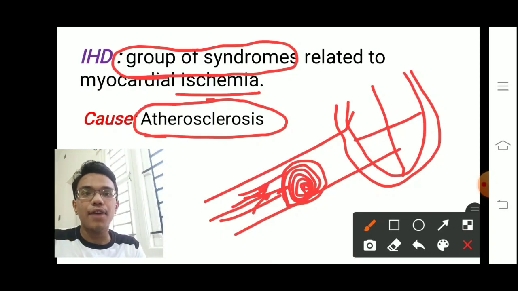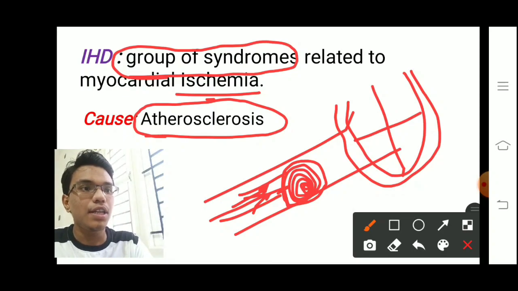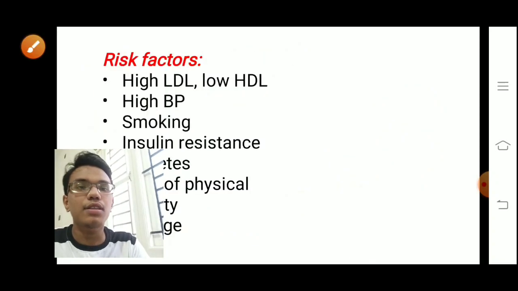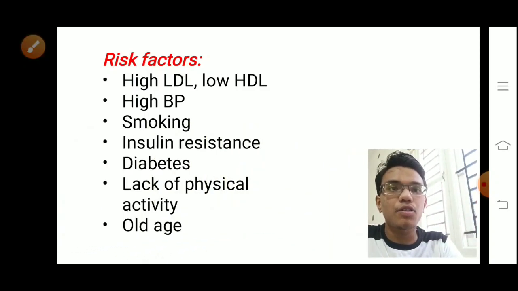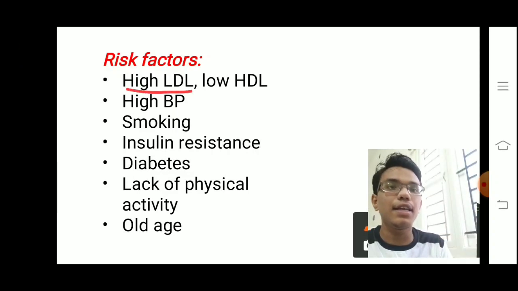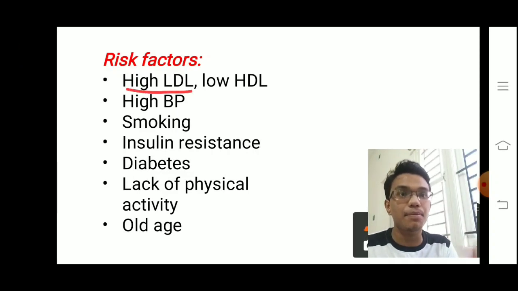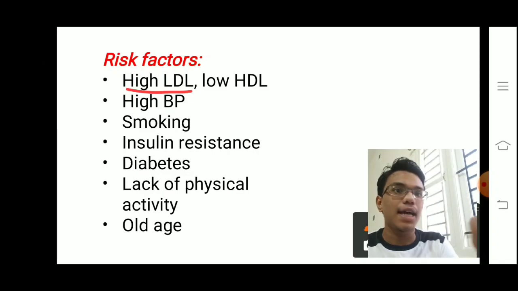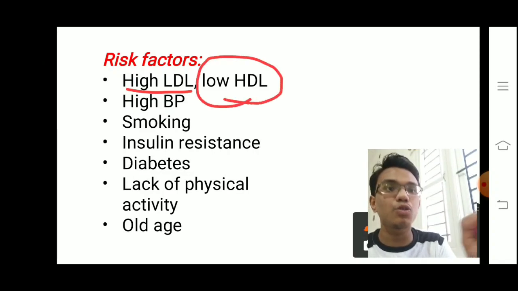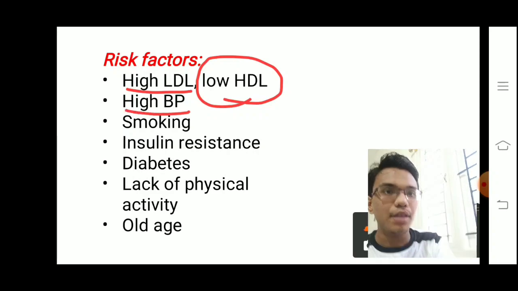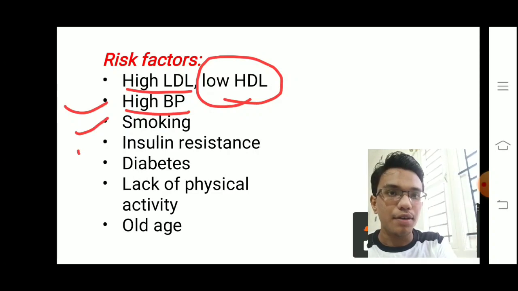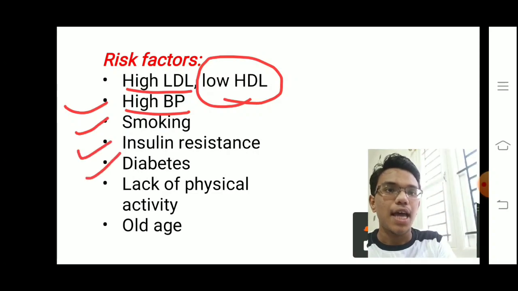So what are all the risk factors of IHD? If I ask you, then indirectly that means what are the risk factors of atherosclerosis? The risk factors of atherosclerosis are high LDL, that is low density lipoprotein, which is also called bad cholesterol, and the other one is HDL. If the HDL, which is good cholesterol, is low, then it is also a risk factor. And after that, high BP, smoking, insulin resistance, diabetes, weight gain.